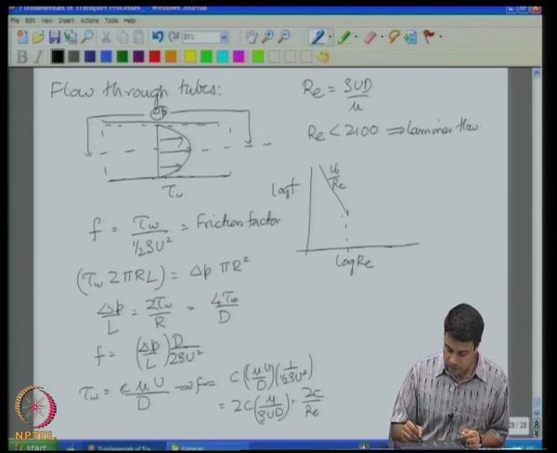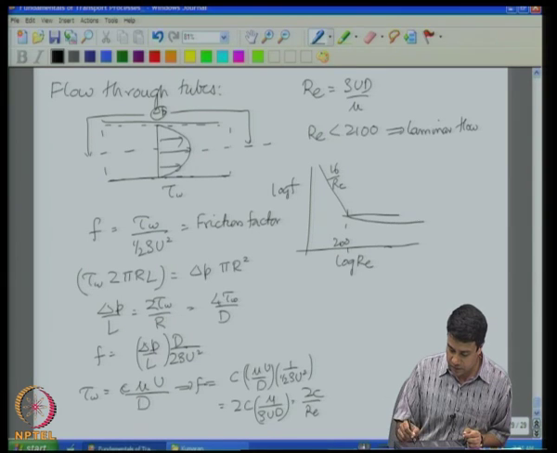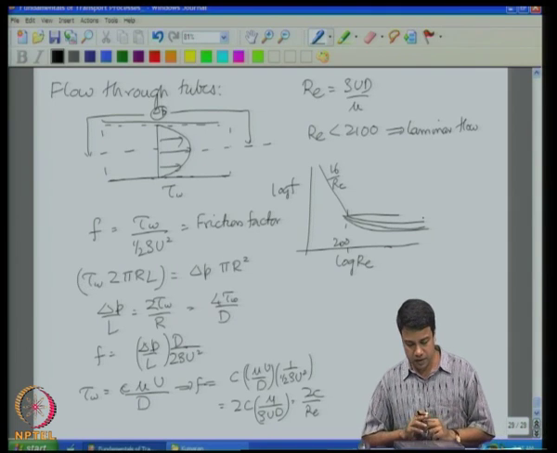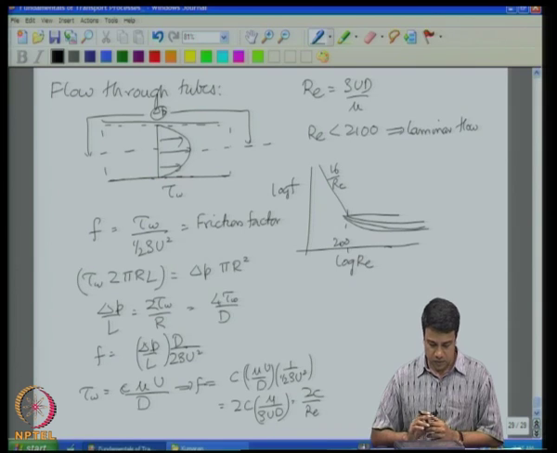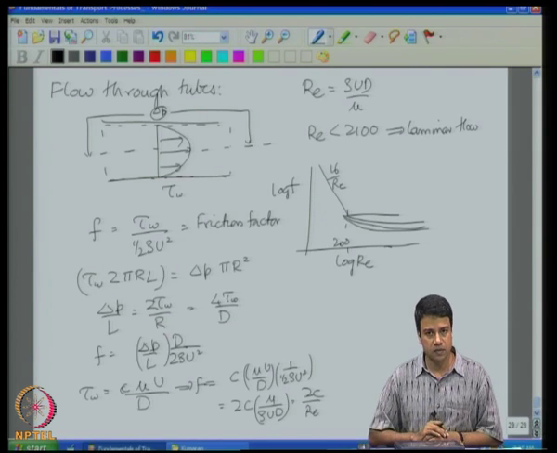At the Reynolds number of about 2100, there is a transition that takes place to a more turbulent velocity profile, and after that the friction factor will depend upon various things like the roughness of the wall and so on. Okay. So, the friction factor is the non-dimensional momentum flux in the flow through pipes and channels.